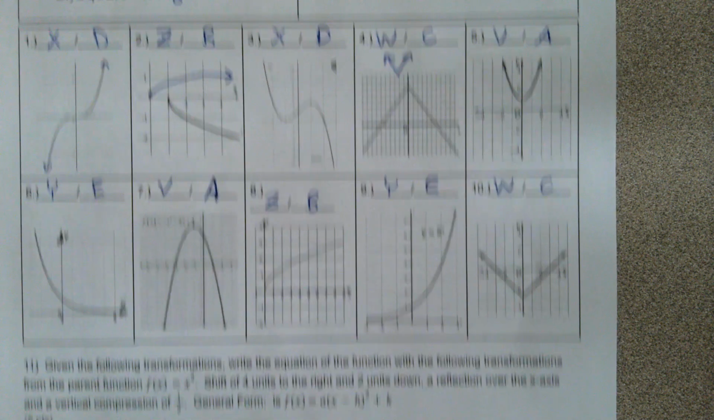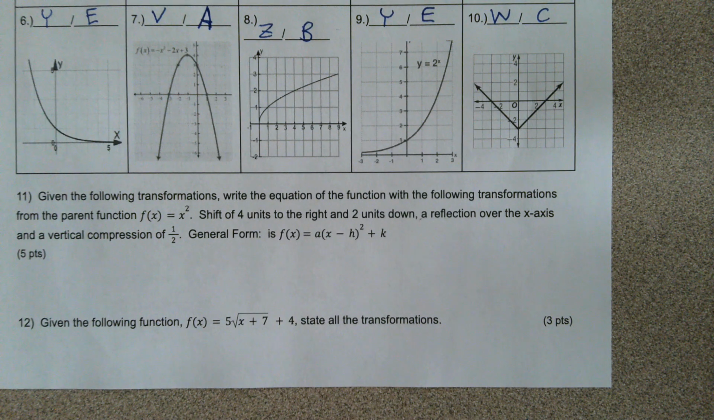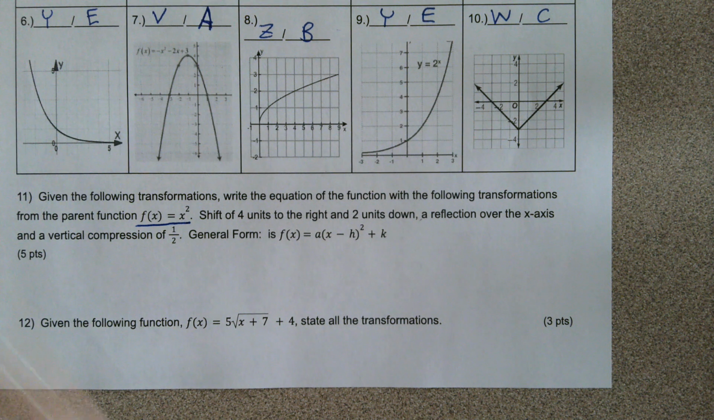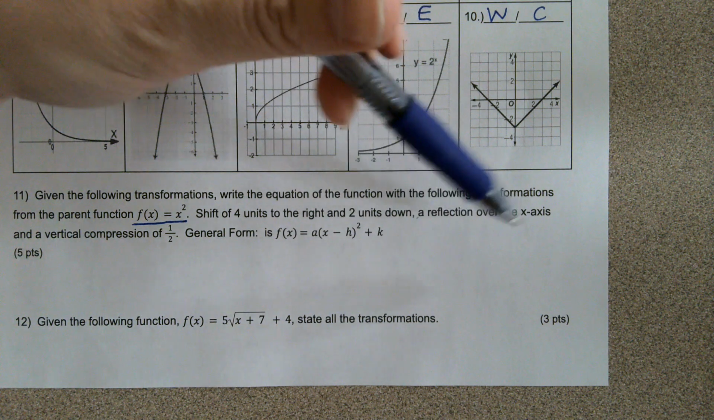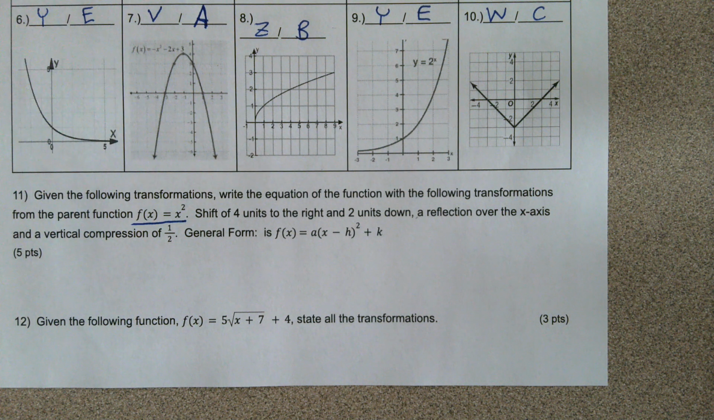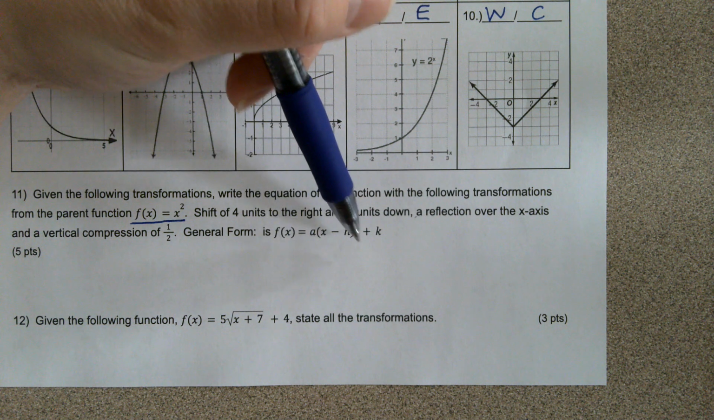All right, that's the first 10. Number 11. Given the following transformations, write the equation of the function with the following transformations from the parent function f of x equals x squared. Shift of 4 units to the right and 2 units down, a reflection over the x-axis, and a vertical compression of 1/2. And then the general form is f of x equals a times x minus h squared plus k.